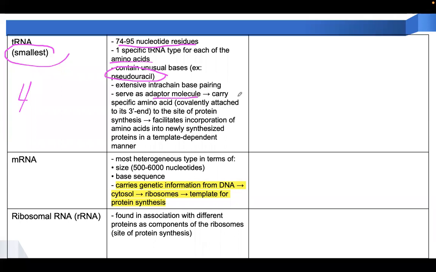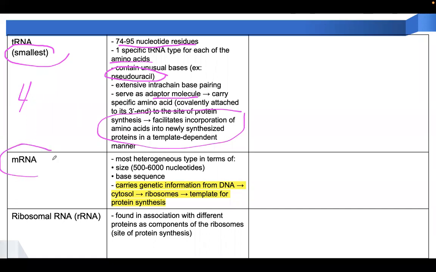It serves as an adaptor molecule. It carries the specific amino acid covalently attached to its 3' end to the site of the protein synthesis. It facilitates the incorporation of amino acids into newly synthesized proteins in a template-dependent manner. So, yun yung kanyang pinaka-major function.